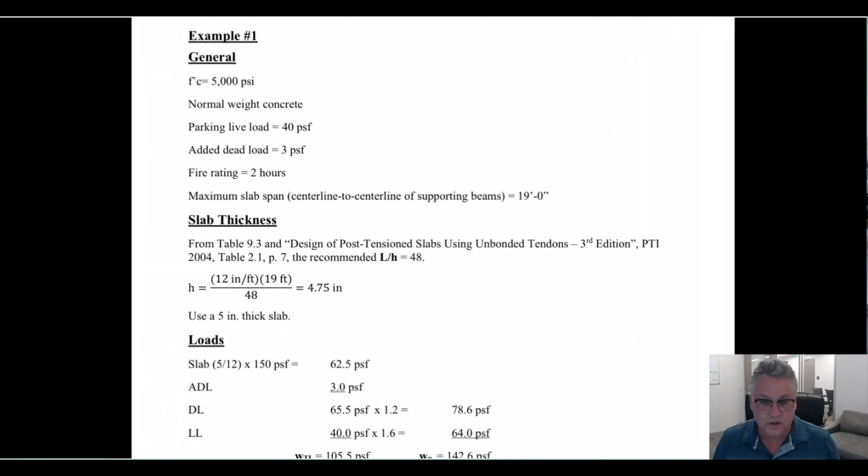Okay, the Post-Tensioning Institute says slabs should have a span to depth ratio of about 48. When we use that at 19-foot spans, we come up with 4.75 inches of slab. It's very typical in parking structures to use a 5-inch slab. That span works in the 17-foot 6 to 20-foot range, and those are the typical ranges that you'll have in a parking structure.